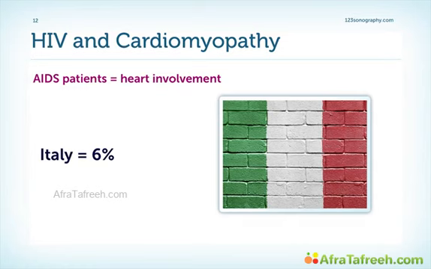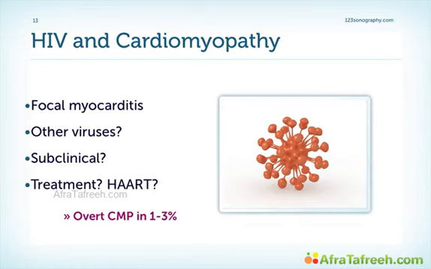countries such as Italy. Usually we see focal myocarditis, and probably other viruses aside from the HIV virus also play a role. The disease seems to be subclinical in many patients since we only have overt cardiomyopathy in approximately 1 to 3%, and it is unclear what the effect of treatment is, specifically what the effect of highly active antiretroviral therapy really is.